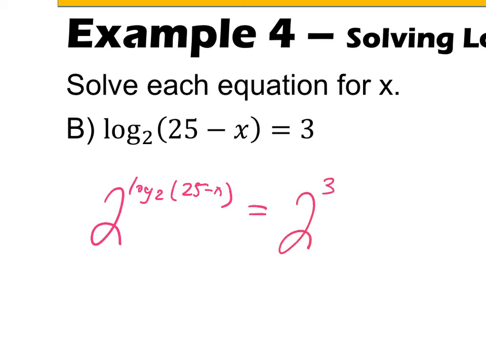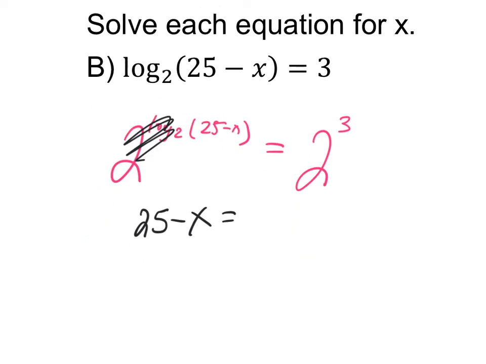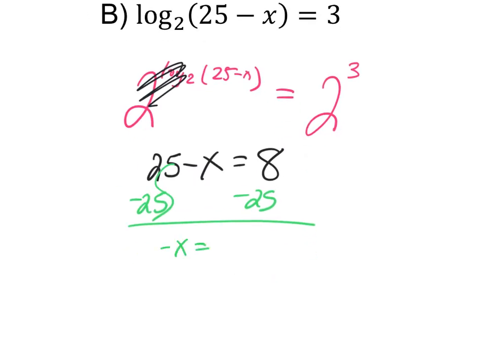Do you see how they look symmetrical? What you do to the left-hand side, you do to the right. On the left-hand side, the 2 and log base 2 cancel out. So you're left with 25 minus x equals, what's 2 to the third power? 8. Can I solve this? Subtract 25. So I have negative x equals 8 minus 25, which is negative 17.